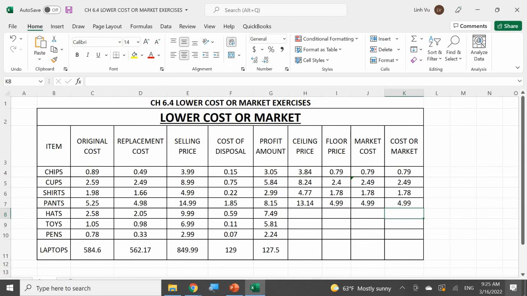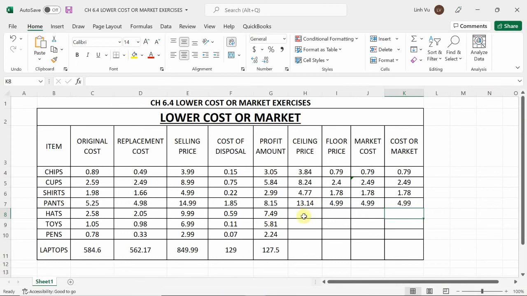Right? So I bought some hats that cost me $2.58. It's now telling me that it's $2.05. I sell these hats for $9.99. To dispose of them costs me 59 cents, and the amount of profit I want to get out of it is $7.49. So in this case, the ceiling is $9.40, and the floor is $1.91. Okay.